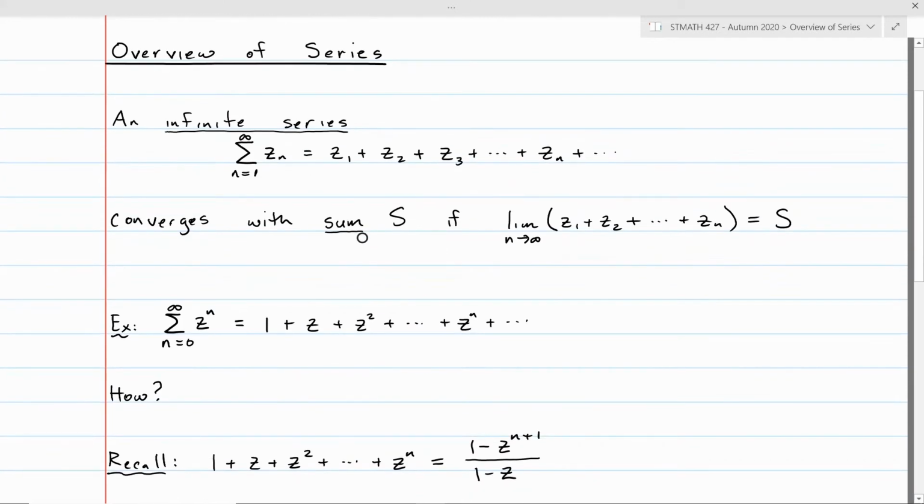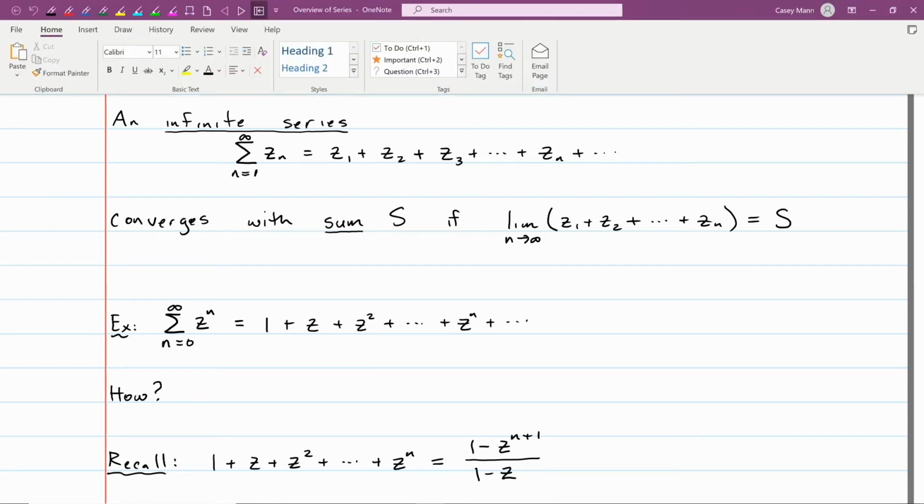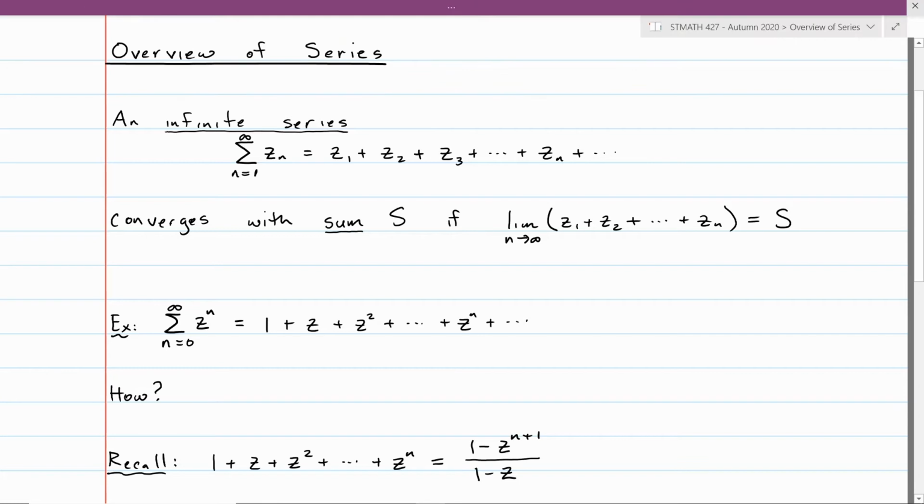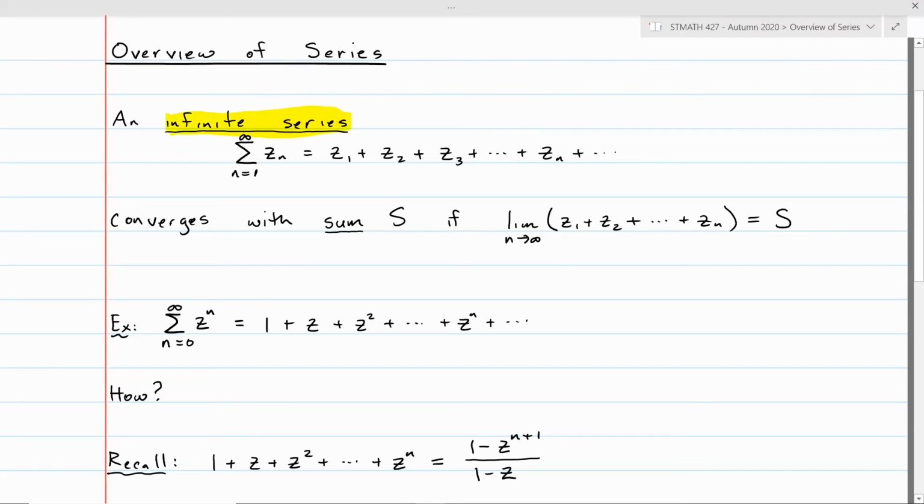Let's start this brief overview of series. The good news is that everything's basically the same for complex variables as it was back in, say, your calculus sequence. So an infinite series is just where we're attempting to add up an infinite list of complex numbers, z1, z2, z3, we're adding those up.